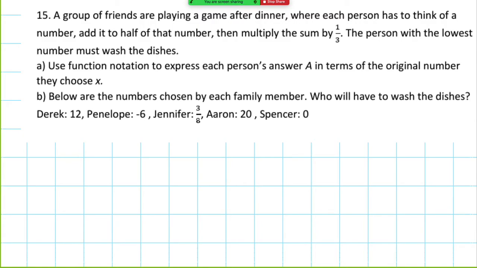Okay, function notation problem solving. We've got an interesting problem here. We're going to read it out and then we'll answer the two questions below. It'll take some time. You may have to read it more than once to get through this.